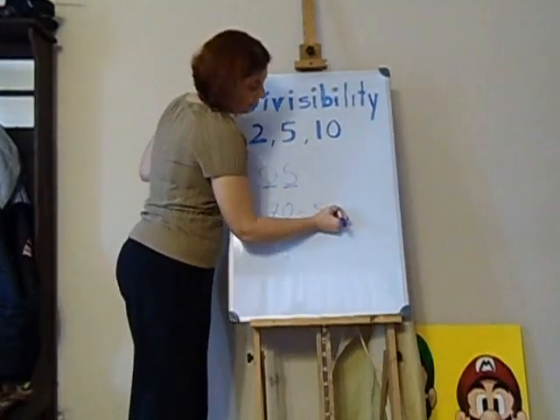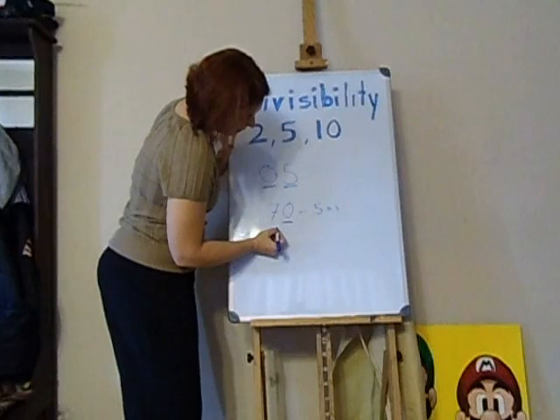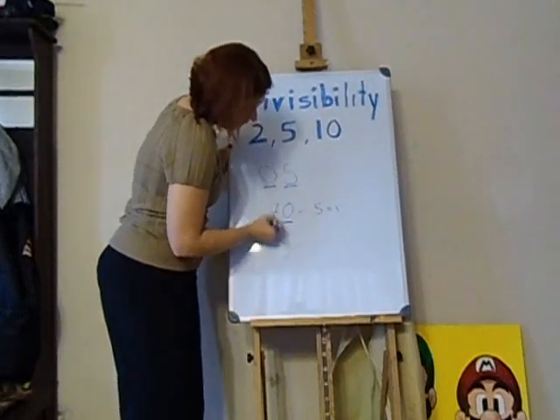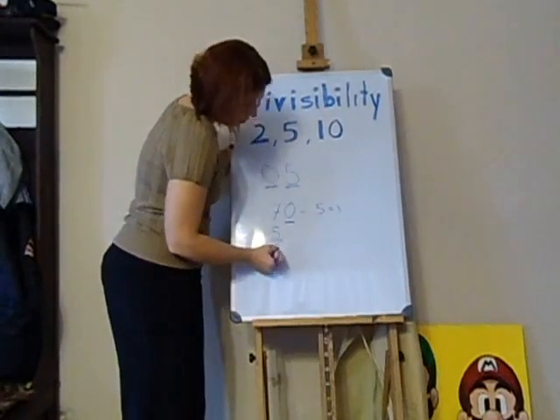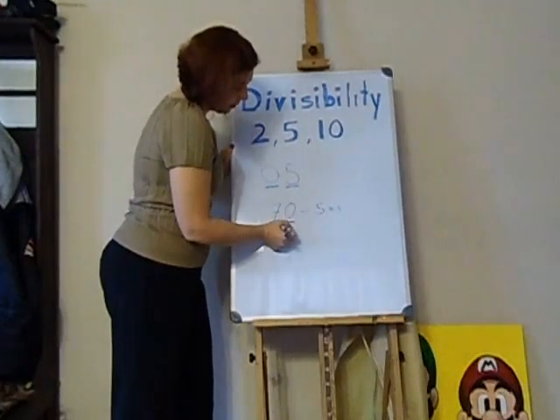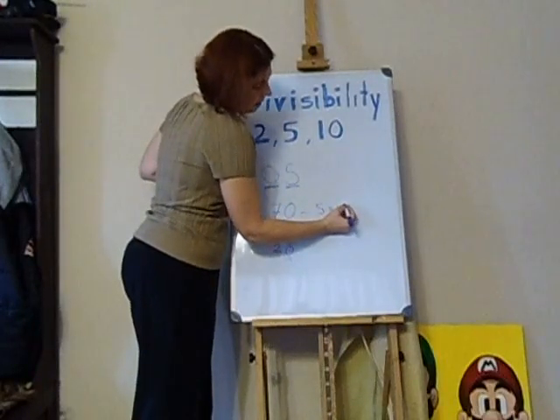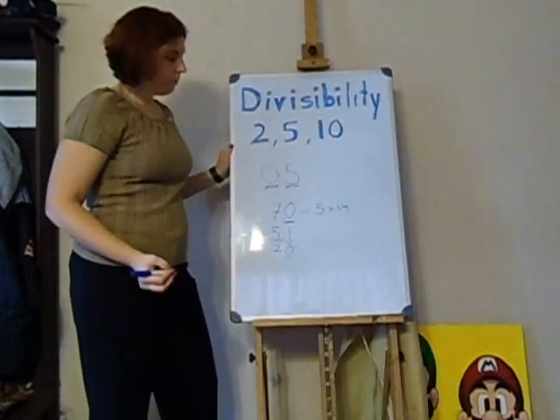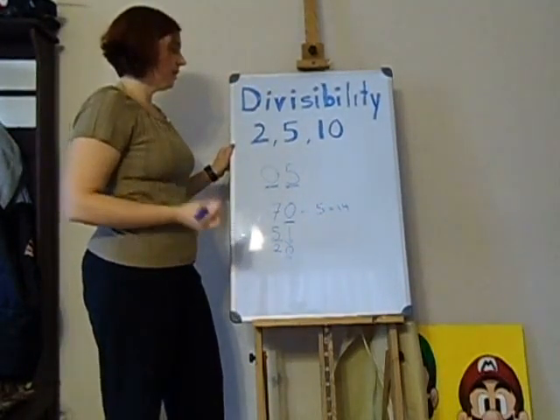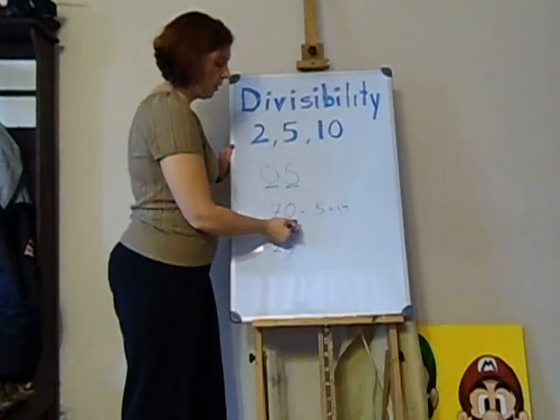7 divided by 5 is 1. 1 times 5 is 5. 7 minus 5 is 2. Bring down the 0. 20 divided by 5 is 4. So, yes, 70 is divisible by 5 because it ends in a 0.